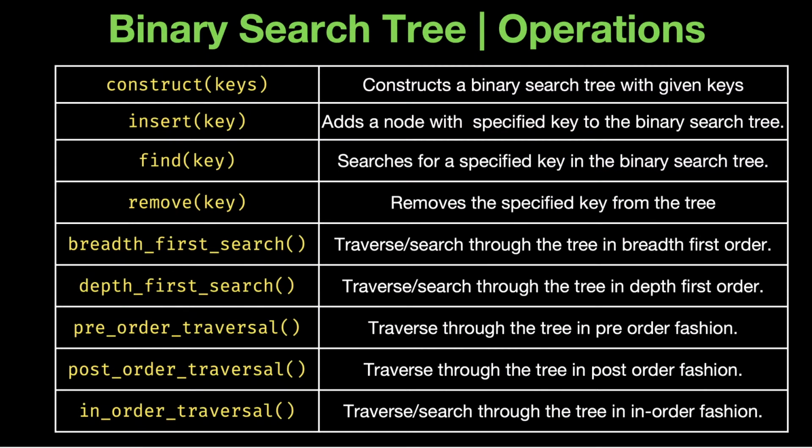Now if we see the operations in a binary search tree, we can see some of the operations on the screen right now. The construct operation constructs the binary search tree with given keys. The insert operation inserts or adds a node with a specified key to the binary search tree. The find operation finds the specified key in the binary search tree. Remove removes the specified key. And then we have some traversals: breadth first search, depth first search, pre-order traversal, post-order traversal, and in-order traversal. Basically, this is traversing through the tree in some specified manner. We will discuss them later in more detail. So yeah, these are the operations in the binary search tree.